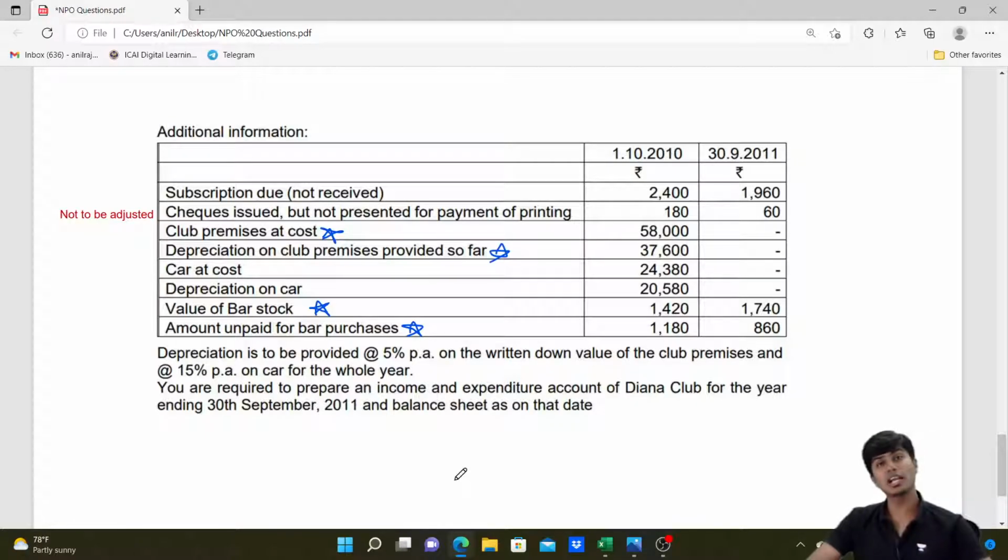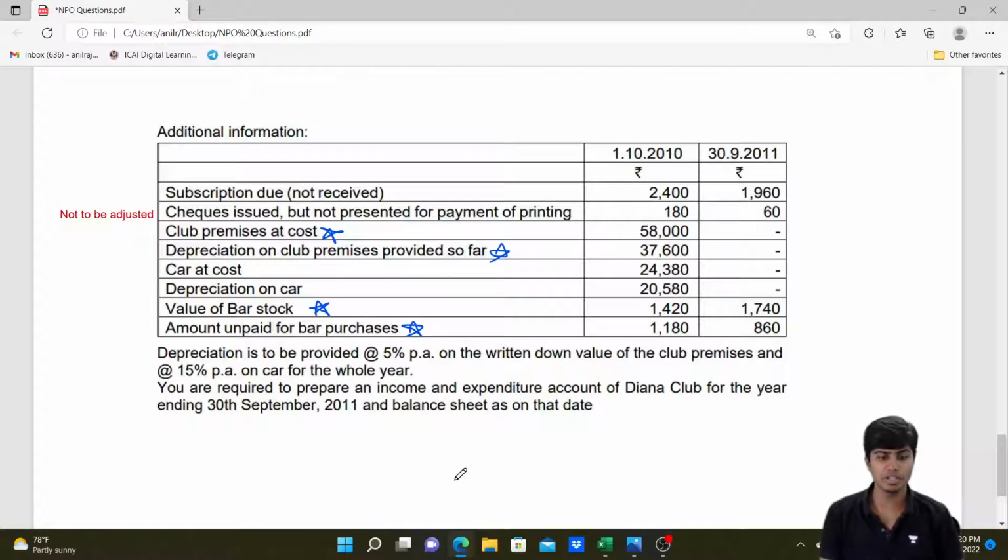And after this problem, I'll come with a master problem wherein you are required to prepare receipts and payment, income and expenditure, opening balance sheet as well as closing balance sheet. That would also be there as a follow-up video on this one. You can watch. So three videos.